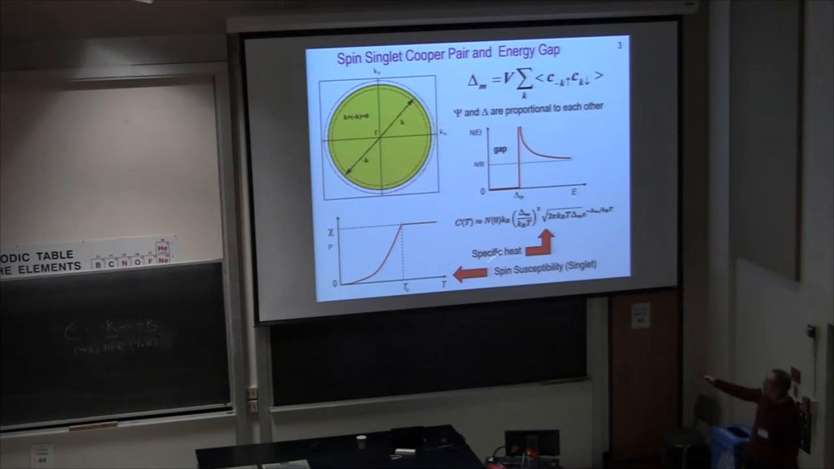So here are two characteristic features of conventional superconductors. One is you have this energy gap that you see in many places. And the second is you get this spin susceptibility that goes to zero at zero temperature.